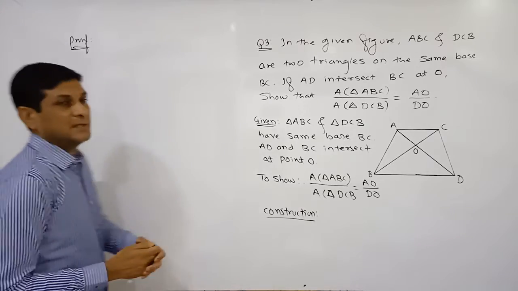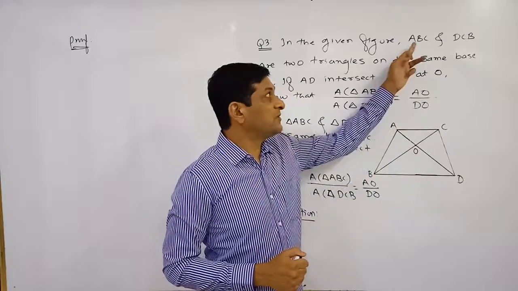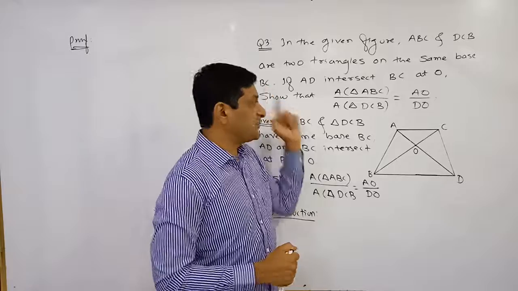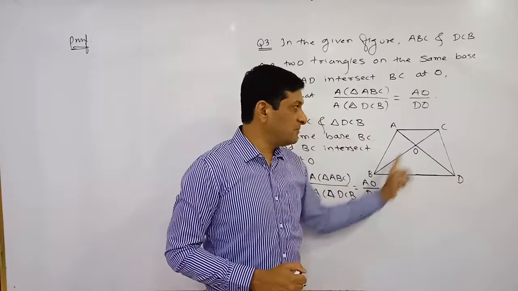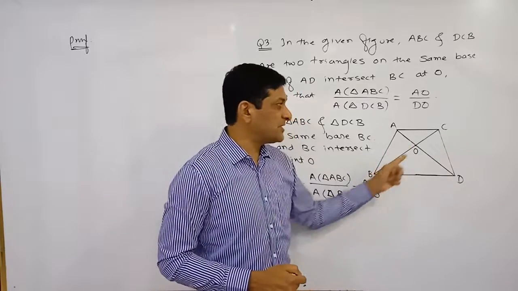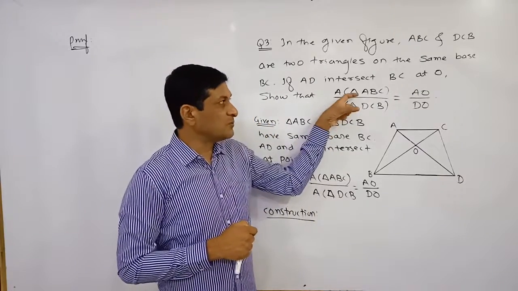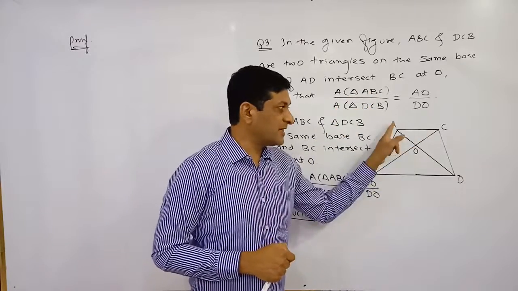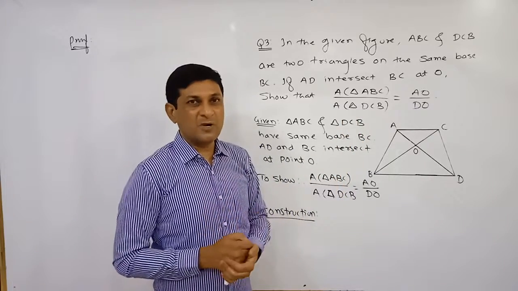See, in the third example, the figure is already given here. It is given to us that triangle ABC and triangle DBC are on the same base BC. So in triangle ABC, BC is the base, and in triangle DBC, BC is also the base. And it is given to us that this diagonal AD and BC intersect at point O. Using all these given conditions, we have to prove that the ratio of area of triangle ABC and DBC is equal to AO upon DO. So this will be our required result.